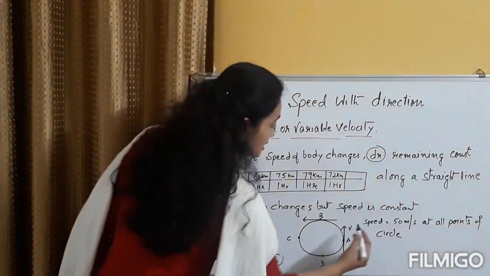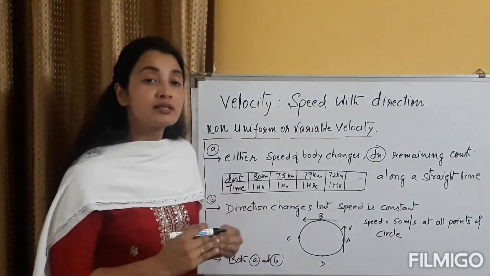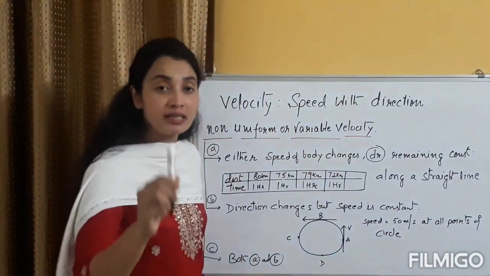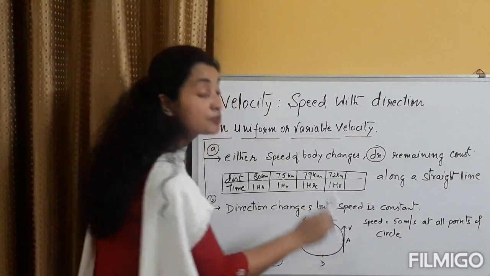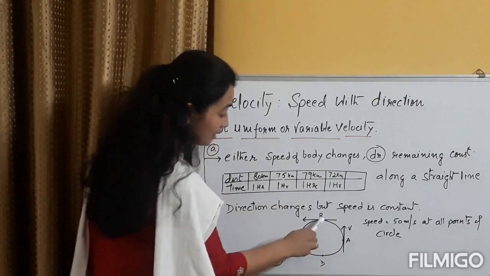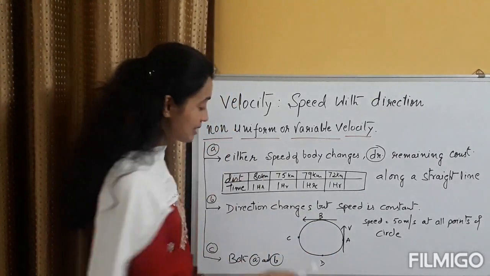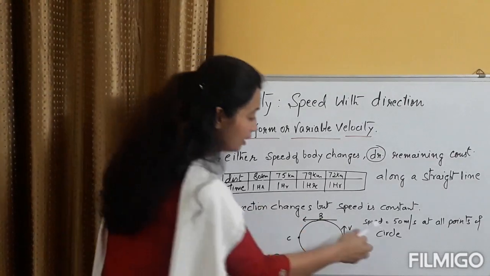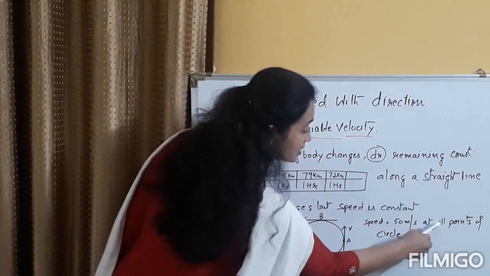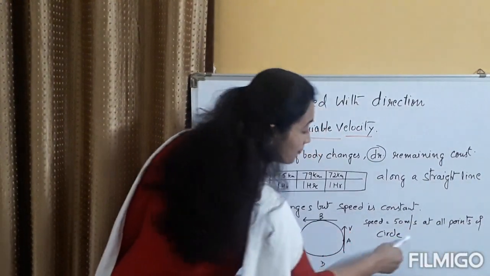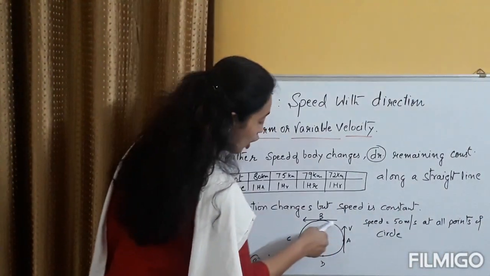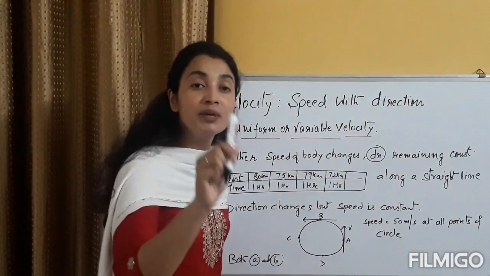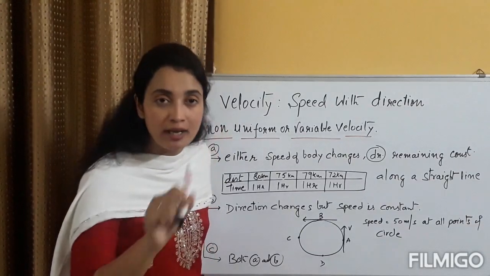Whatever you have chosen, suppose you have decided I will run along the circular track with a constant speed of 50 meters per second. Means at the point A, speed is 50 meters per second. At the point B, it is 50 meters per second. C, D and all the other infinite points on the circle. So speed is 50 meters per second at all points of the circle. At all points of the circle, the magnitude of speed is 50 meters per second only, not changing.